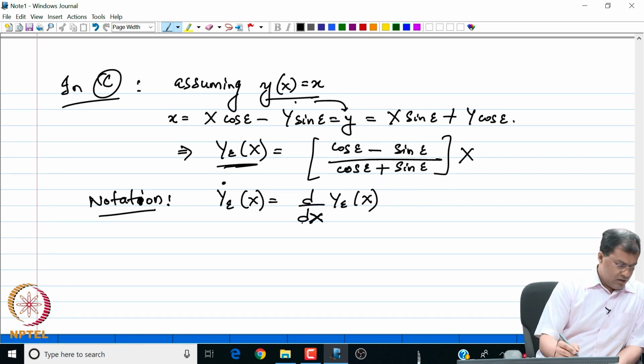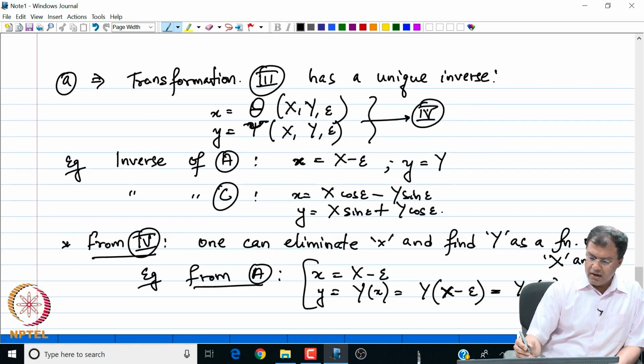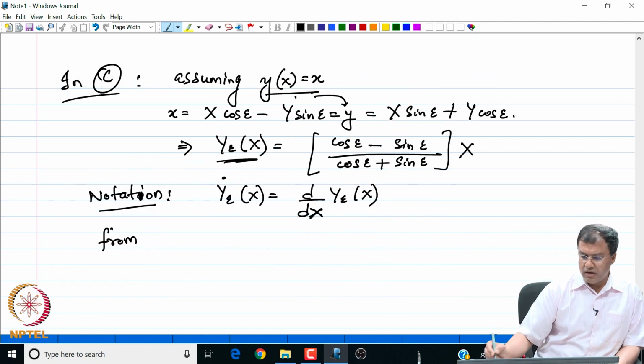Also, from 4, from my inverse relation, I also need to find, from this relation, y prime of x or dy/dx, where y is small y and x is small x. So, I need to find the derivative.